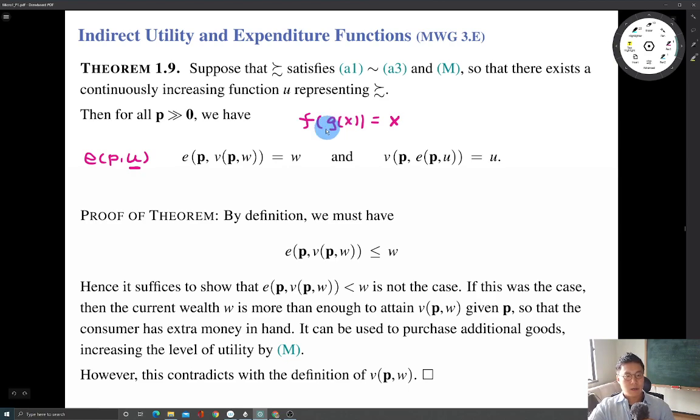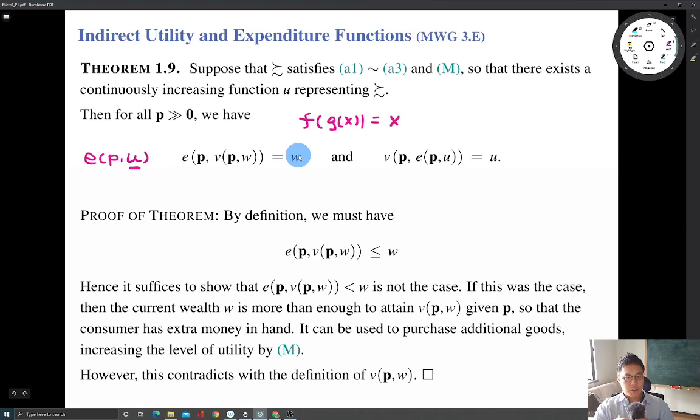In a similar vein, we can say from this relation, indirect utility becomes the inverse function of E with respect to U, so with respect to the second argument. So everything is cancelled and we are just left with the consumer's wealth.